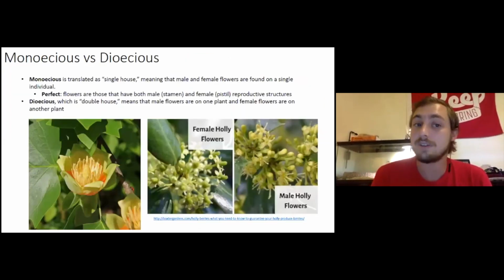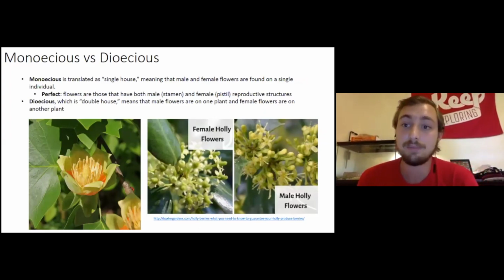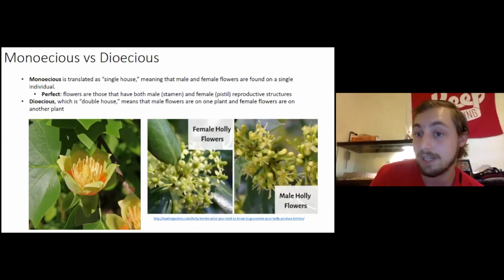Again, I just want to quickly mention the difference between monoecious and dioecious. Monoecious means that both male and female parts are on the same plant individual, while dioecious means that there are separate male and female plant individuals, meaning that both male and female plant individuals are needed to make a fruit, which is only apparent on the female plant individuals.